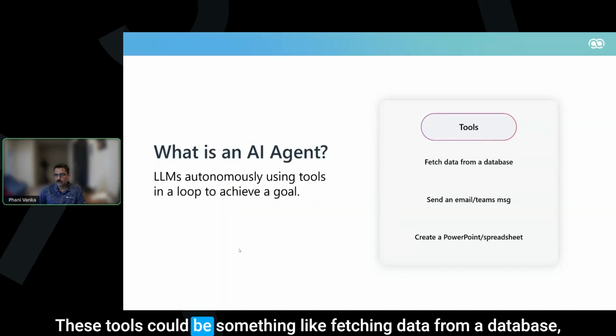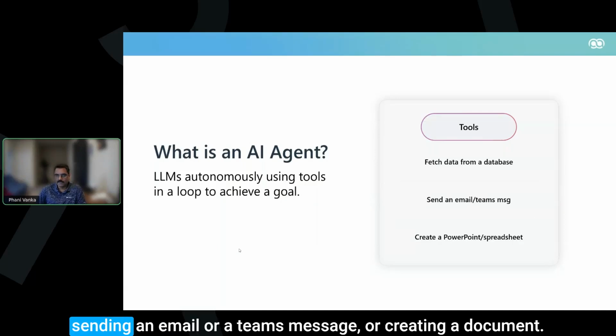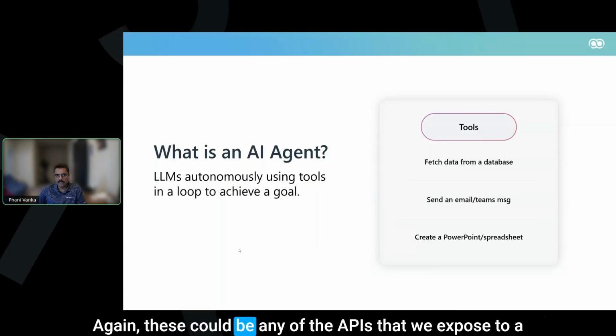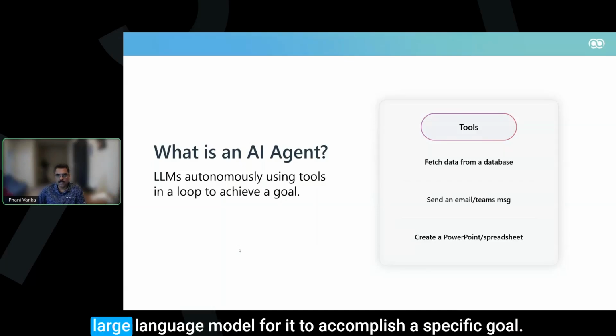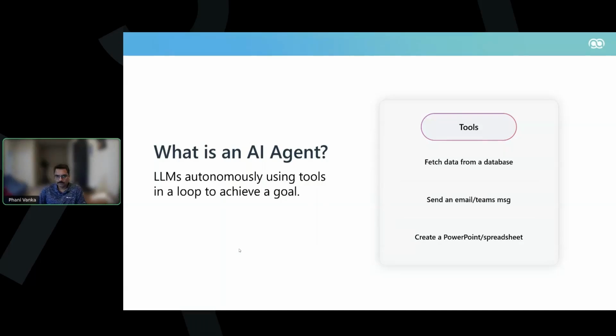These tools could be something like fetching data from a database, sending an email or a Teams message, or creating a document. Again, these could be any of the APIs that we expose to a large language model for it to accomplish a specific goal.